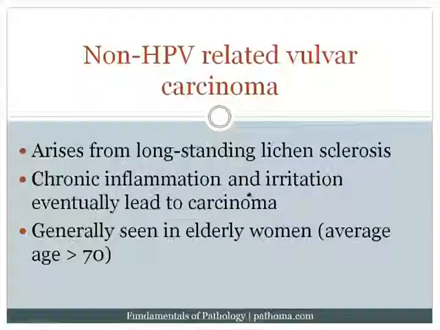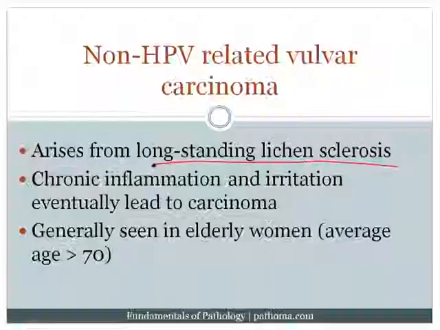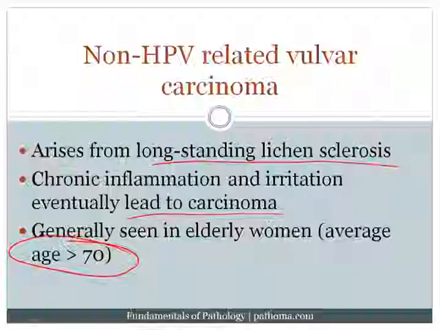Now there's also a non-HPV-related vulvar carcinoma. This arises from long-standing lichen sclerosis, and basically the patients have chronic inflammation and irritation from that lichen sclerosis, which eventually leads to the carcinoma. And again, this is usually going to be seen in elderly women greater than the age of 70. So that's our discussion of vulvar carcinoma.